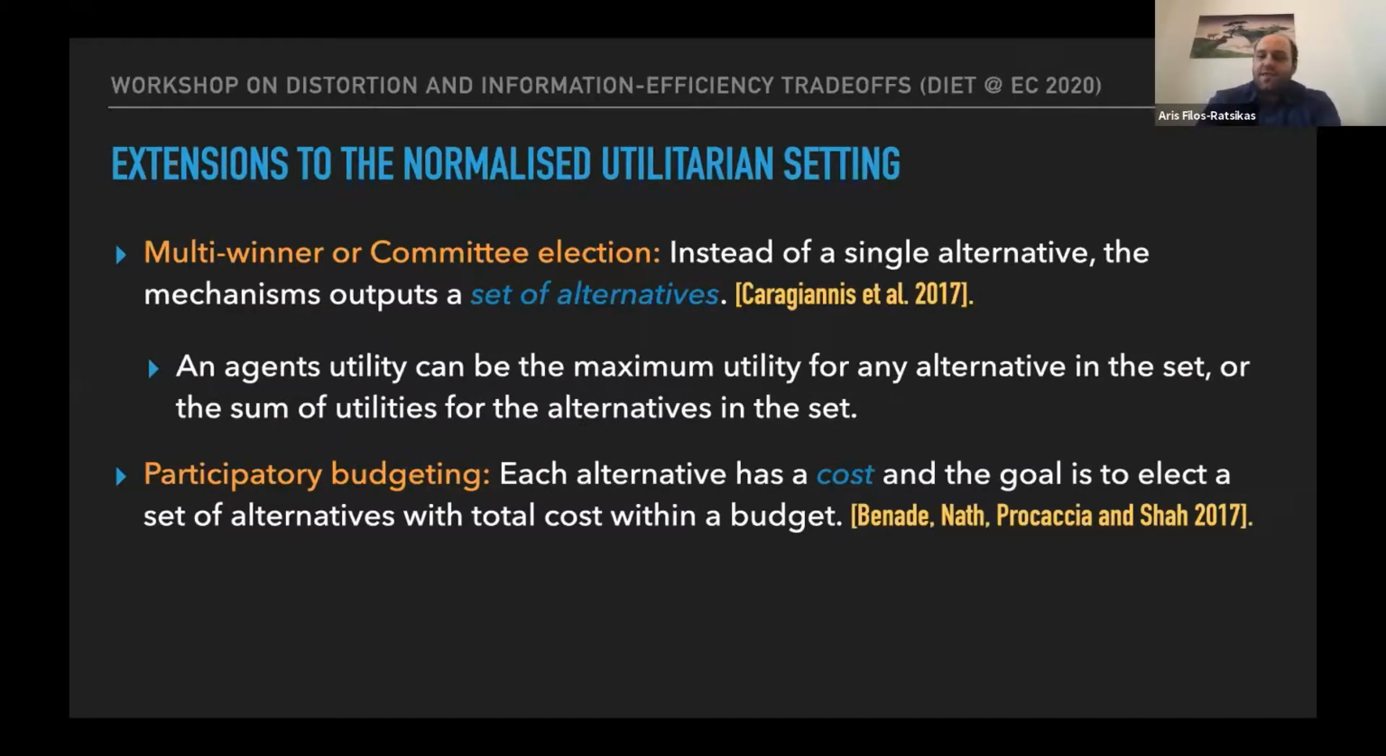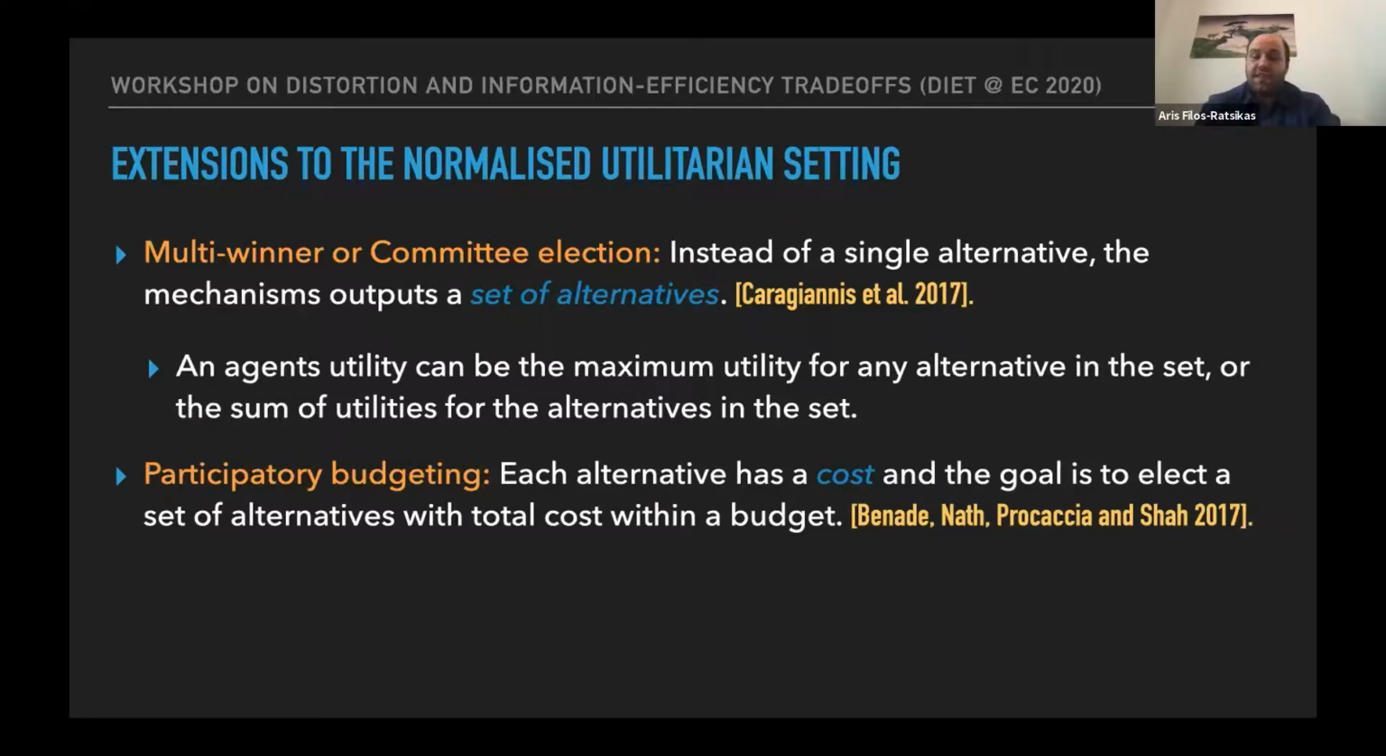So the first extension, perhaps the most natural thing that somebody can think of, is to elect a committee instead of a single alternative. And then, of course, if you would like to elect a committee, you have to define the utility of an agent for the committee, and you can define this as being either, for example, the maximum of their value for any member of the committee. It could also be the sum of the values. You can make other choices as well.